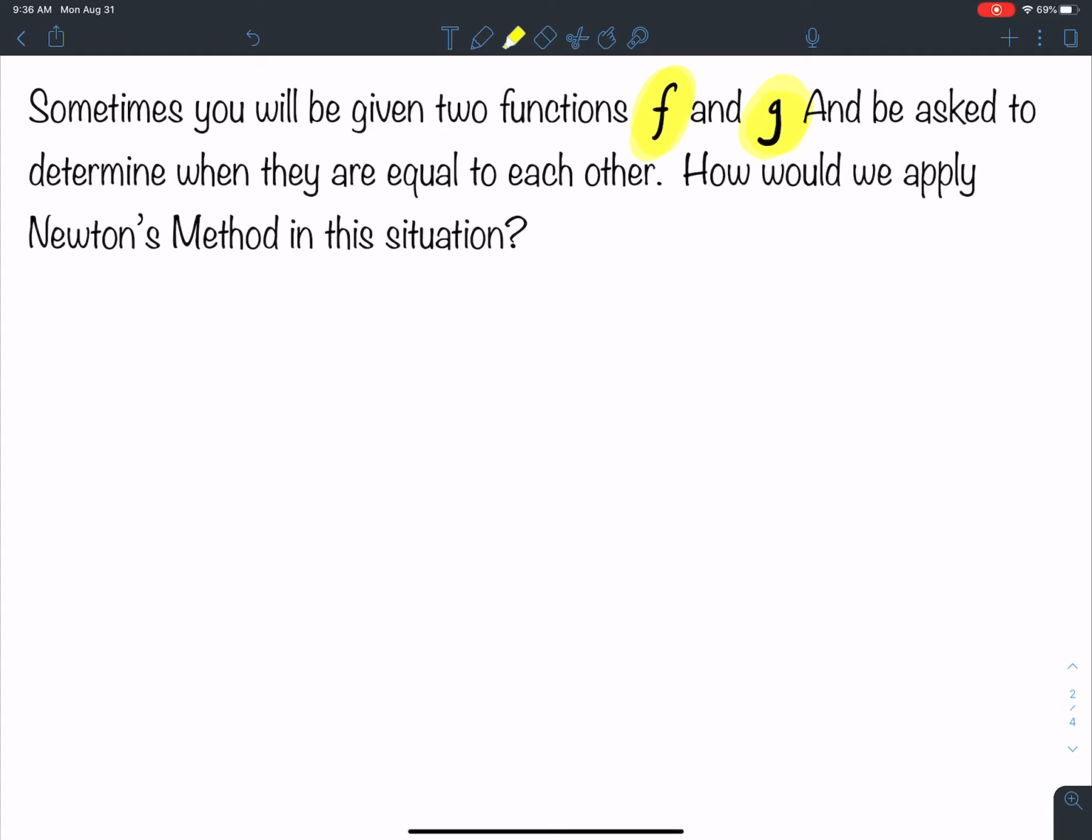But those functions you can't just factor to get the exact answer. So you can use Newton's method to figure out that approximate solution. Okay, so where is that going to be true? That's going to be true when f of x is equal to g of x.